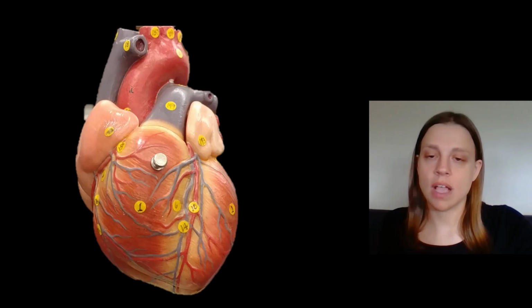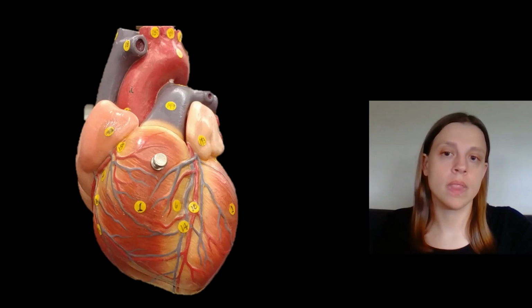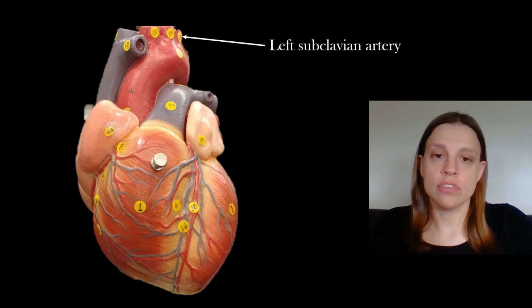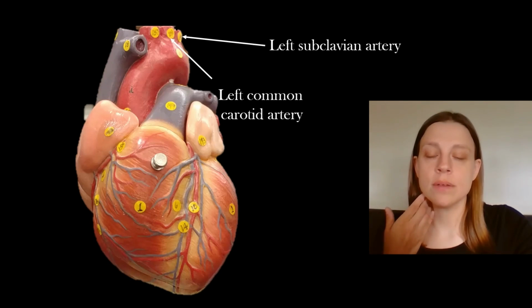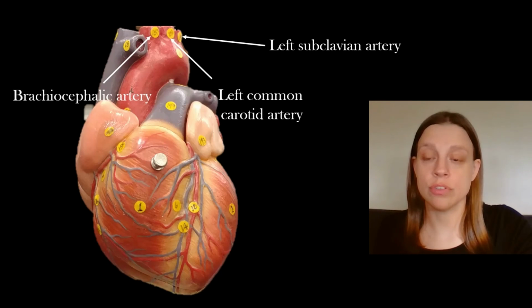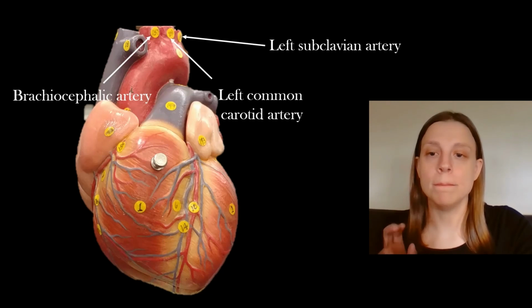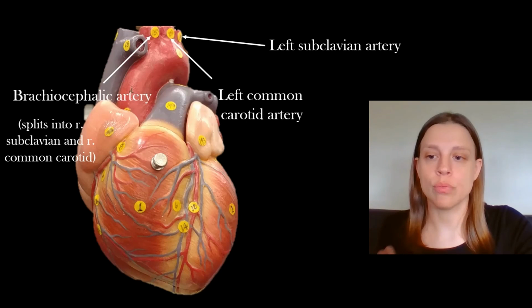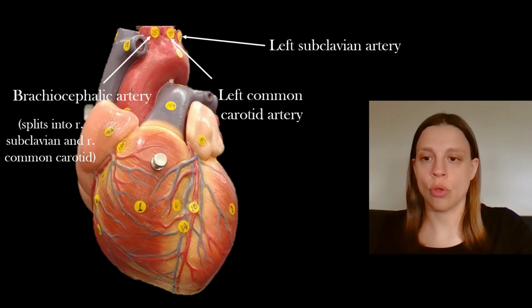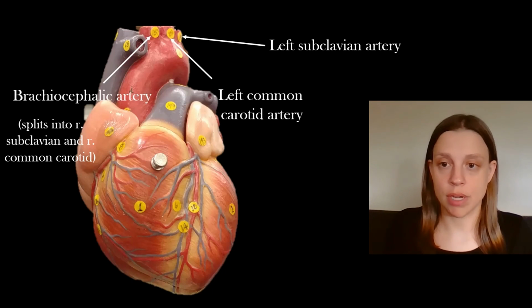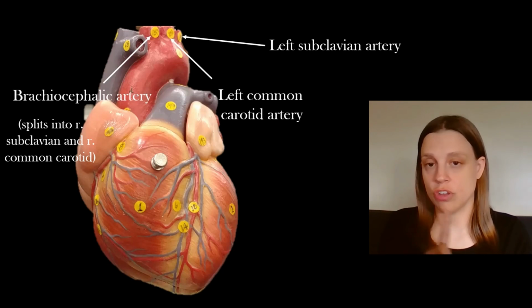Okay, so the last thing I want to show you is just the branches coming off of the aortic arch. There's the left subclavian artery, which runs under your clavicles, your left common carotid artery, which goes up into your neck, and the brachiocephalic artery, which almost immediately splits into the right subclavian and right common carotid arteries. So there is no right or left brachiocephalic artery because there's just one.